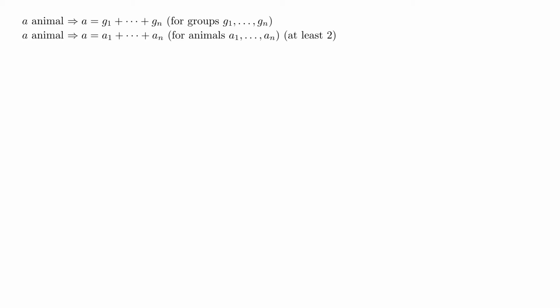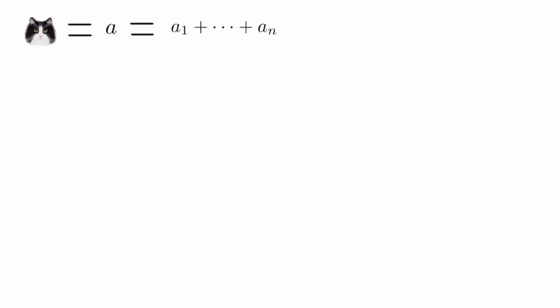Obviously, this isn't true. What we're going to show is that it isn't true, but we're going to imagine a universe where it is true and then show that that universe would be nonsense. So, to start off with, we're going to take an animal. Let's say a cat. Meow. So we'll write the cat as equal to animal 1 plus blah blah blah plus animal n.